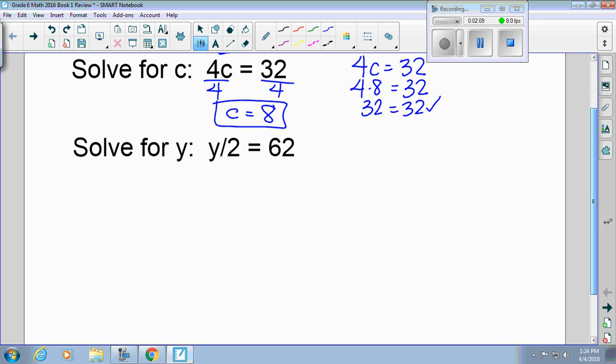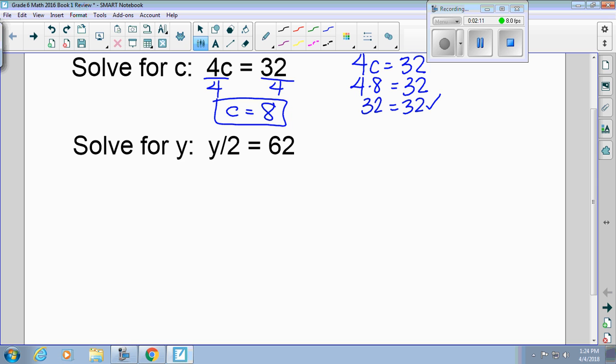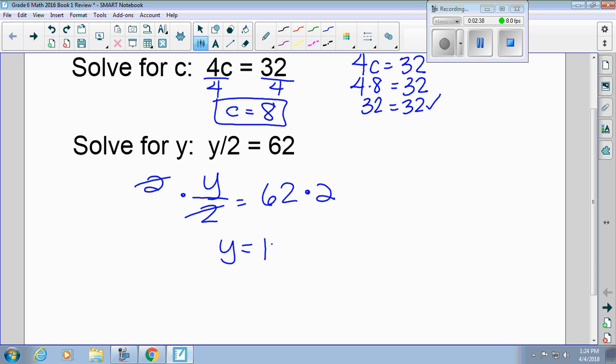All right, this next one, solve for y divided by 2 equals 62. So you want to do the inverse of dividing by 2, which would be to multiply by 2. And whenever you multiply by 2, that's essentially like saying 1/2 times 2, you're going to get 1y over here. And 62 times 2 is going to be 124. Okay, so y equals 124. I'm going to check that off.